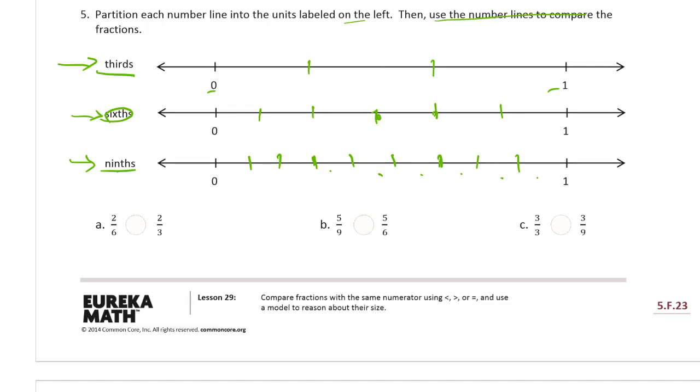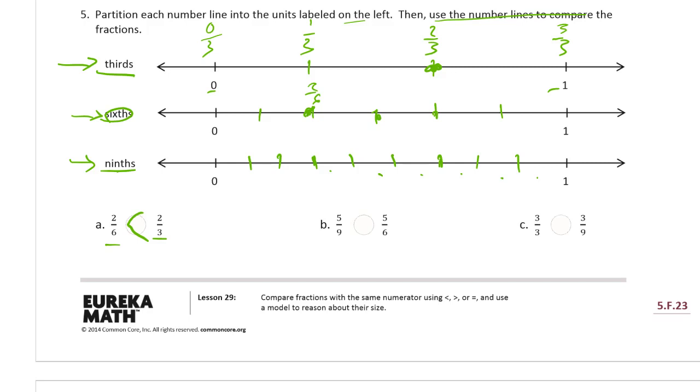Okay, then use them. So I'm going to label the fractions that it's asking me to label. 2/6 is going to be right here. 2/6. And 2/3 is here. 2/3. And if you want, you could label every single one. So this would be 0/3, 1/3, 2/3, 3/3. And you could label them like that. And so I'm going to even plot them. There's 2/3. And there's 2/6. And you can see 2/3 is greater, or 2/6 is less than 2/3.